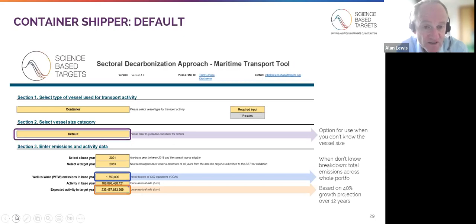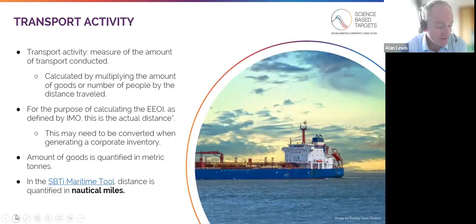In this case, it is set forward in ton nautical miles, and just picking up on one of the questions earlier, these are the actual tons carried on the vessel and reported either by the operator or known to the shipper in this case. If you could click on. Transport activity is a measure of the amount of transport conducted, and is calculated by multiplying the amount of goods or the number of people by the distance traveled. And given that we're following the IMO's EEOI indicator, this is based on the actual distance to give an operational efficiency value.